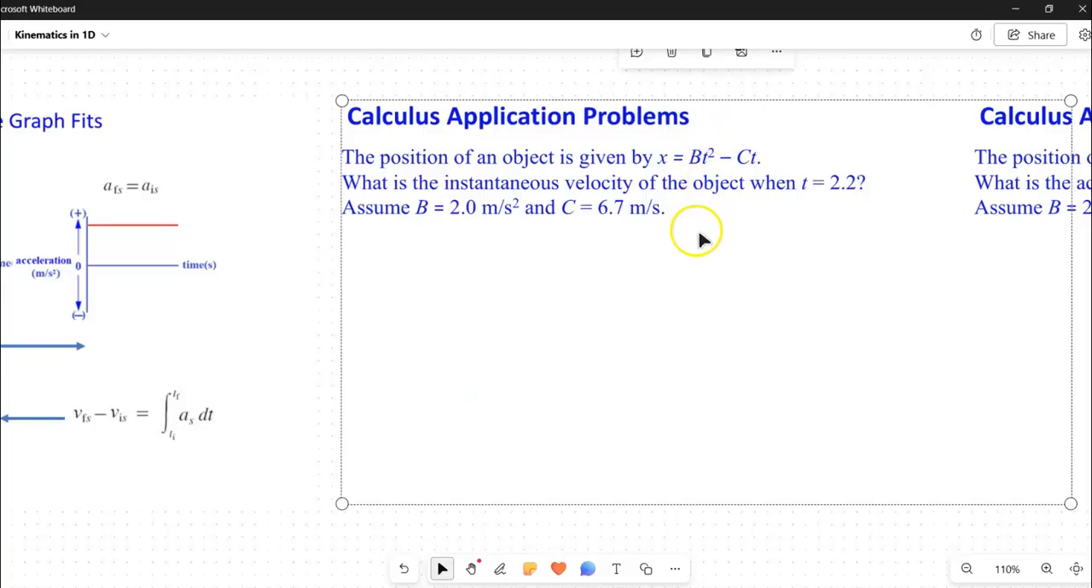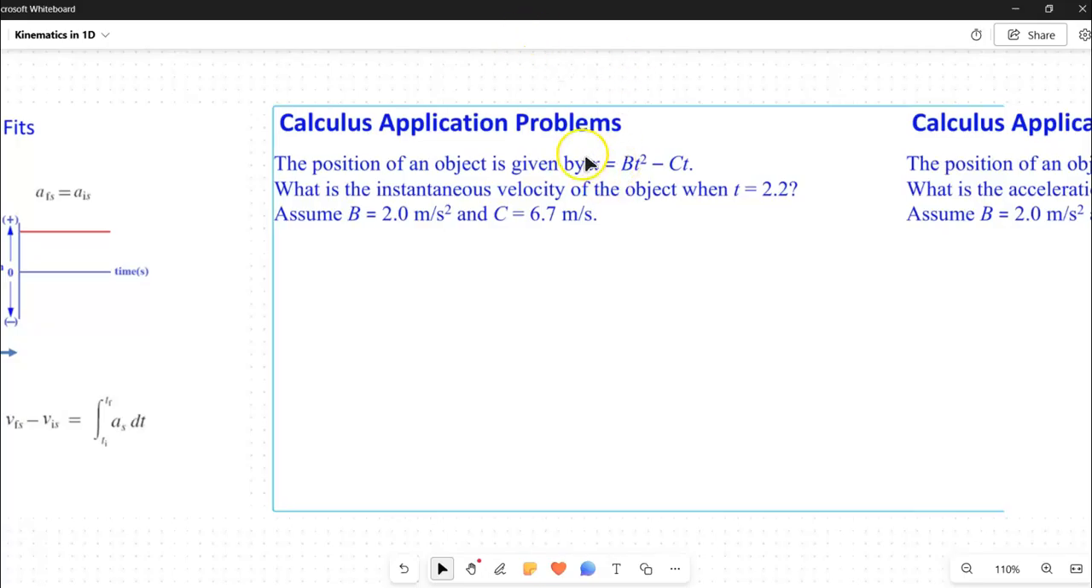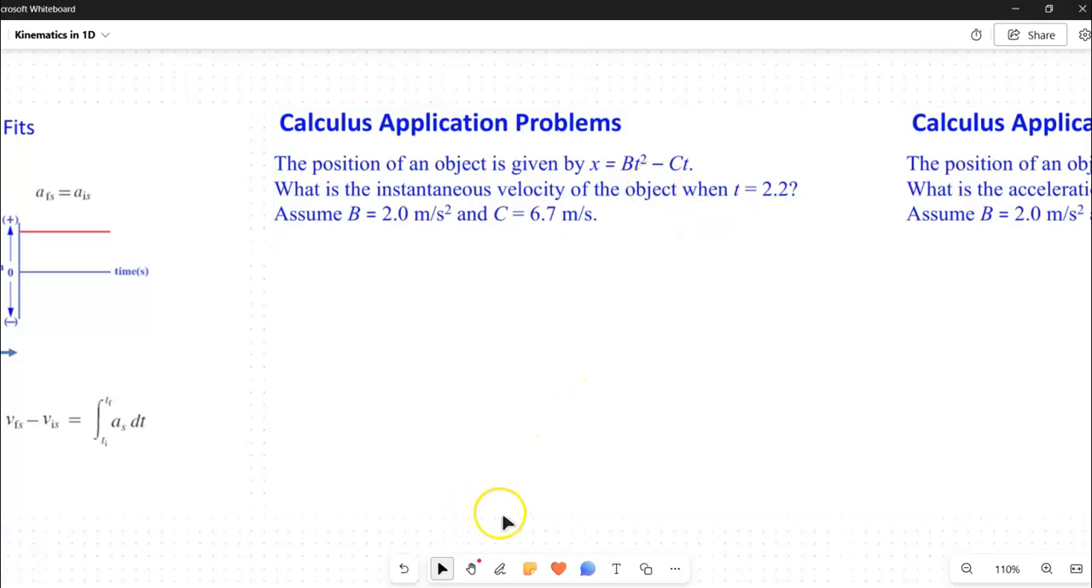So it looks like you're given a general form equation. In this case, I'm assuming the displacement is equal to bt squared minus ct, where b is 2 meters per second squared and c is 6.7 meters per second. And we want to know what the instantaneous velocity is when the time reaches 2.2 seconds. So velocity is equal to a change in your displacement over a change in time.